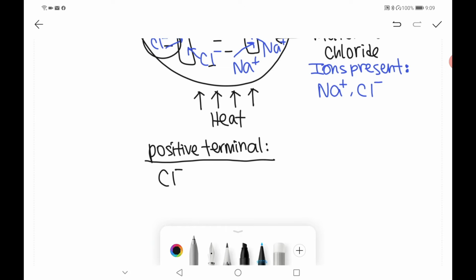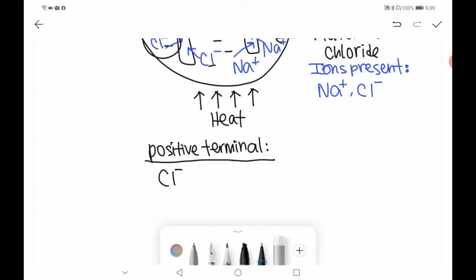So Cl minus comes over for what purpose? Remember, all the ions go to the anode and cathode. They do not go there for fun. They go there because they want to be discharged. Discharge means that they want to be neutral. They want to throw the charge away to be neutral.